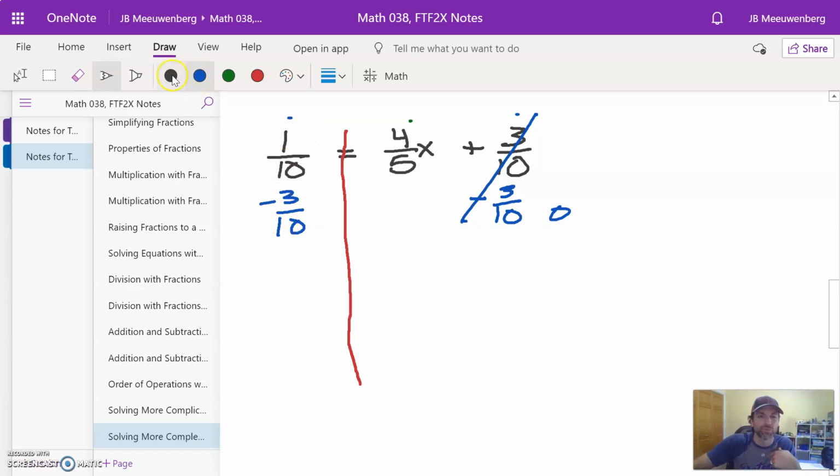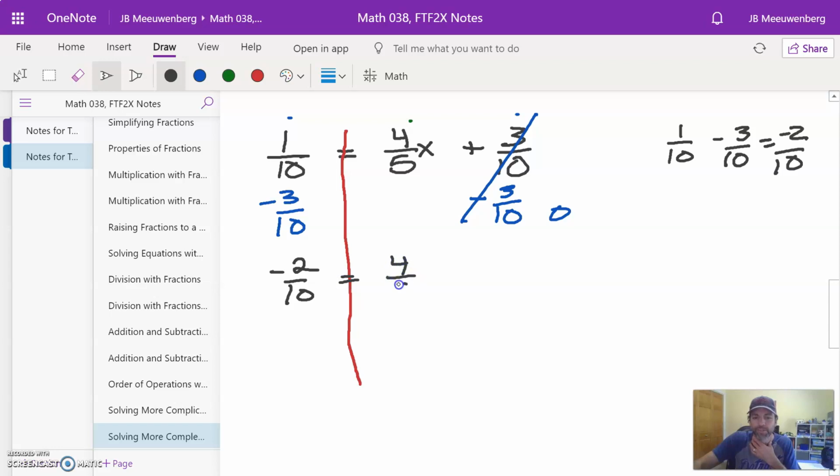So 1/10 minus 3/10. You might even write it over here, right? Just to make sure you're going to work it properly. Subtract across the top. 1 minus 3 is negative 2/10. So we have negative 2/10 on the left and 4/5 x on the right. Now, some of you might be thinking, hey, can't we reduce 2/10? Can't we reduce that fraction to something simpler? Because 2 and 10 are both divisible by 2. You can. You actually can reduce it. In fact, it's a helpful thing to do in this particular problem.